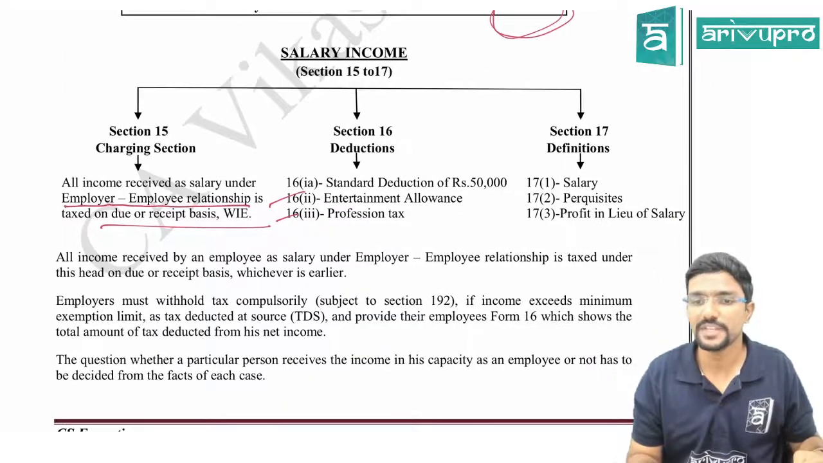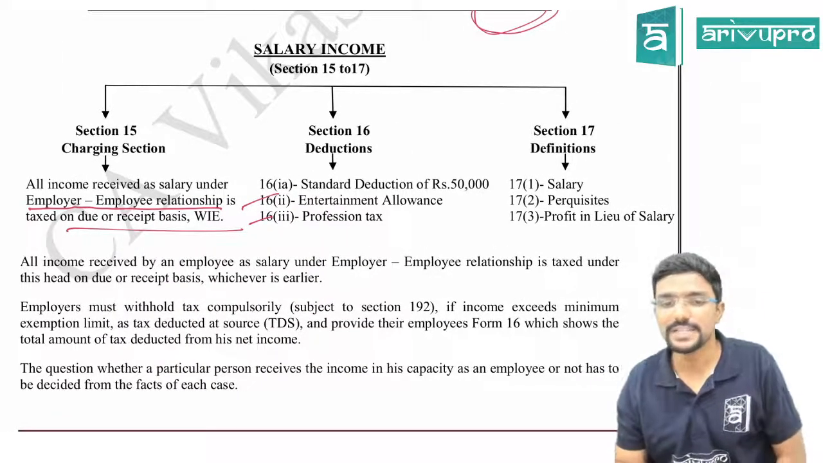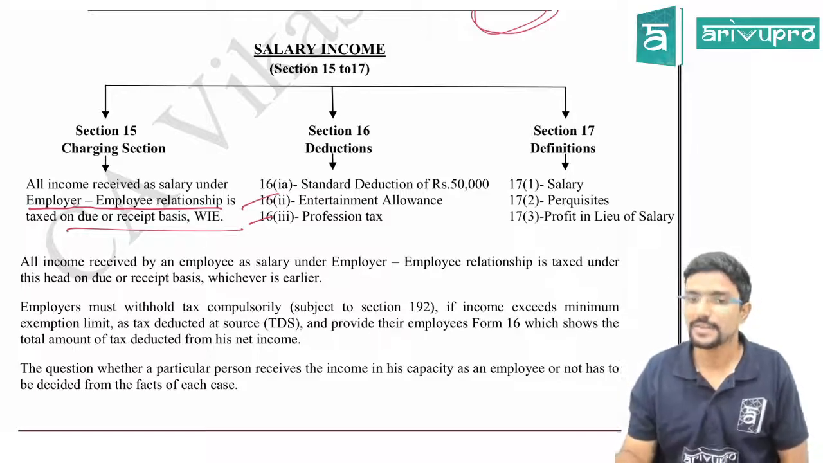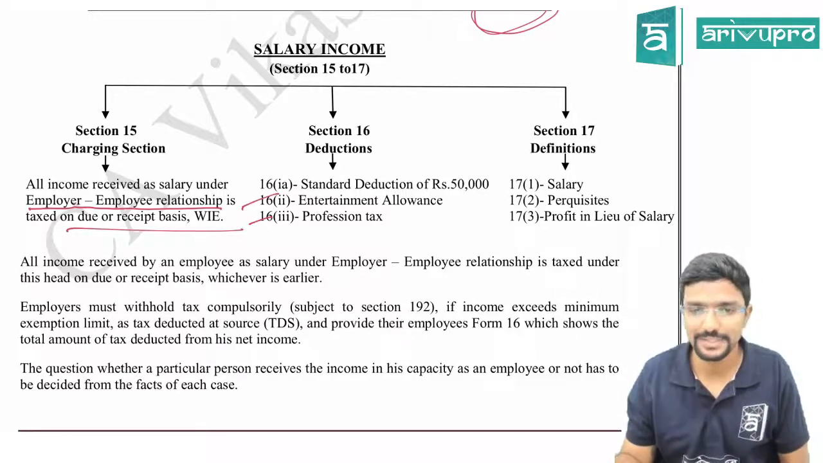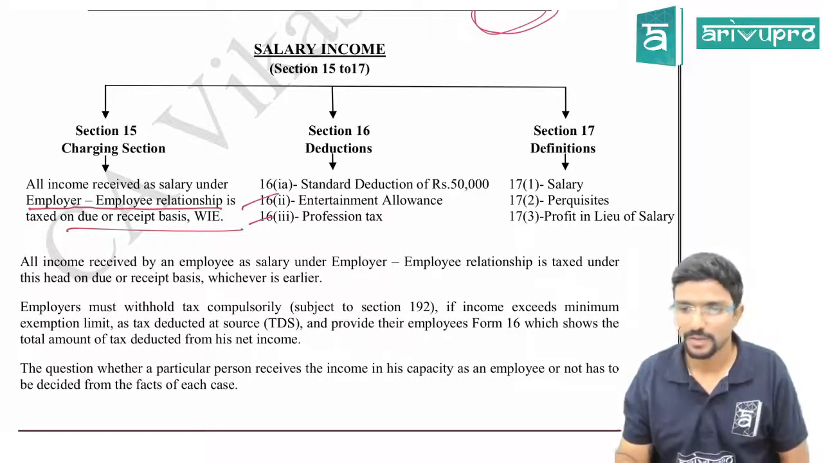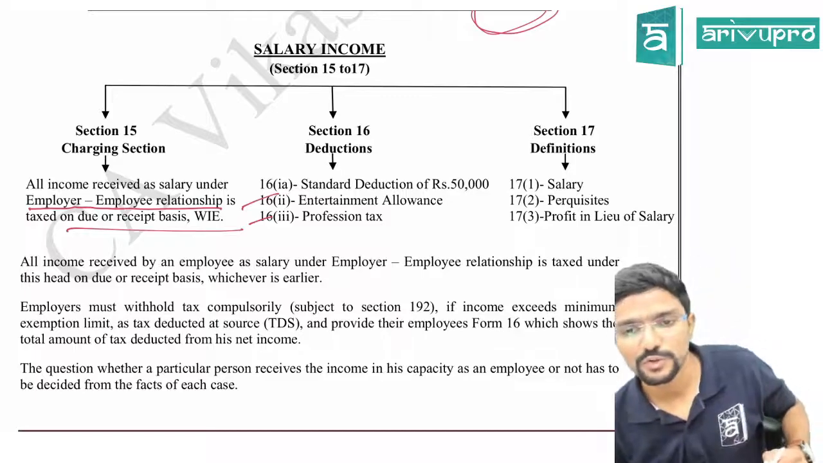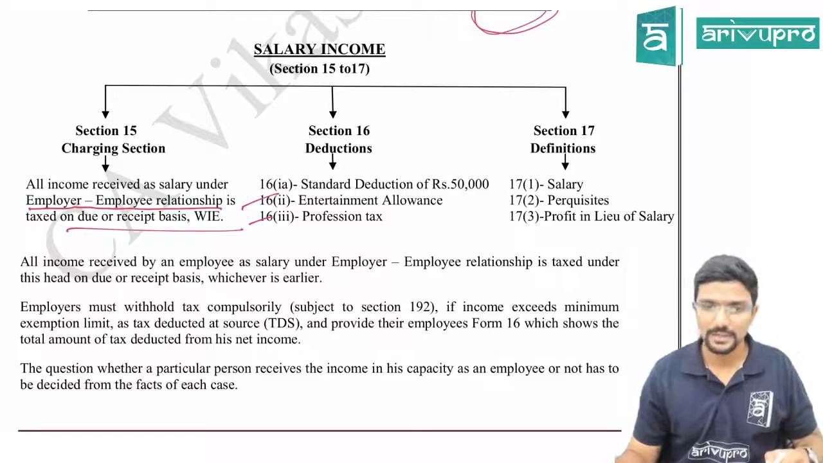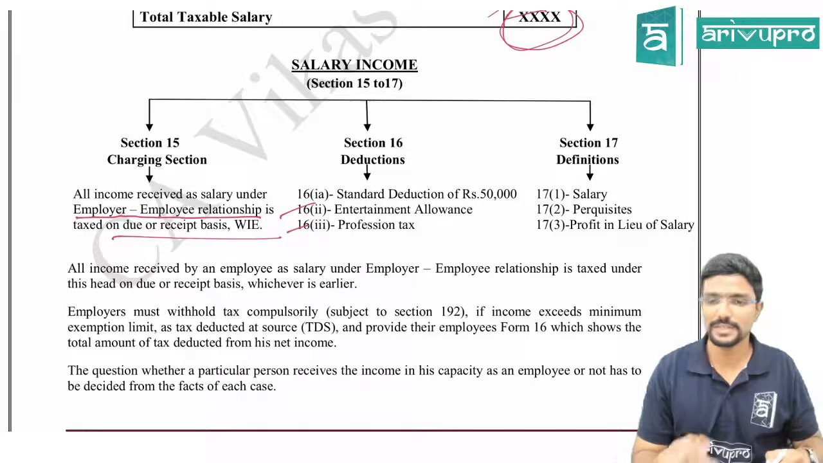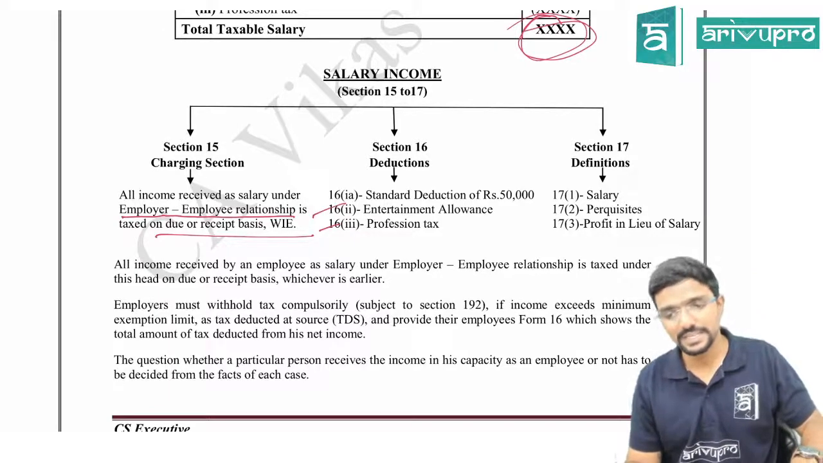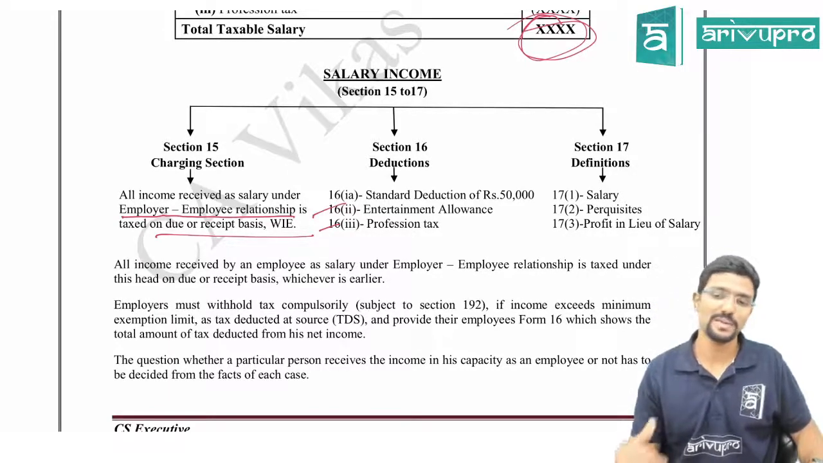Then definitions. Section 17 defines a few things. 17.1 defines salary. 17.2 defines what is perquisites. 17.3 defines what is profit in lieu of salary. All these definitions we will see when we go to that particular section in this unit. Clear, guys? So only 3 sections. I have given just a breakup of the 3 sections here. We will see each and everything in detail, most probably in the evening class.